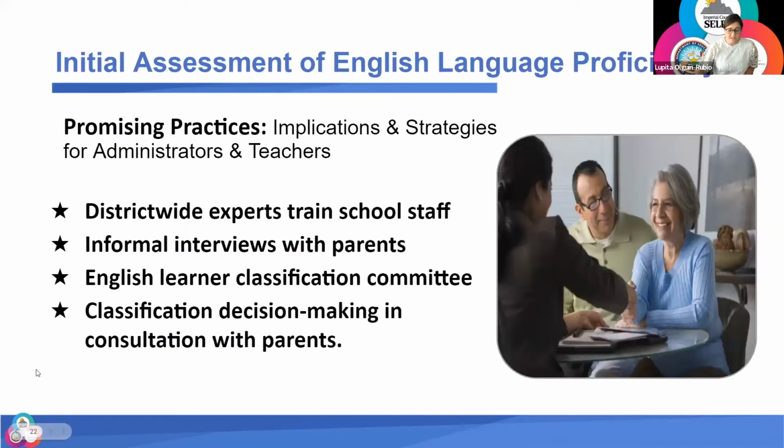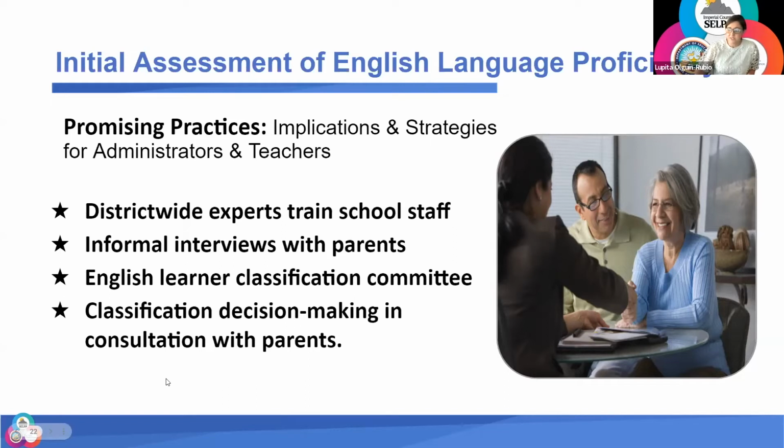Some promising practices that we want to consider as we are thinking about, and perhaps even refining, our current processes is to think about who is involved in the process and who might need some training. What are some of the resources that they may need to be familiar with? Connecting with the parents and having conversations with them, informal interviews with the parents to get more information about the home dynamics and language use.